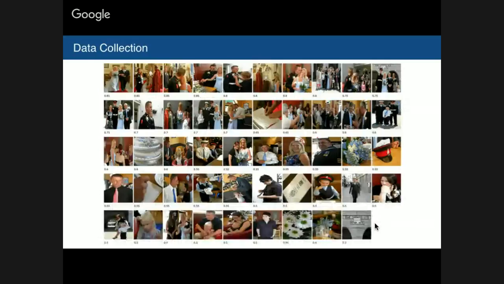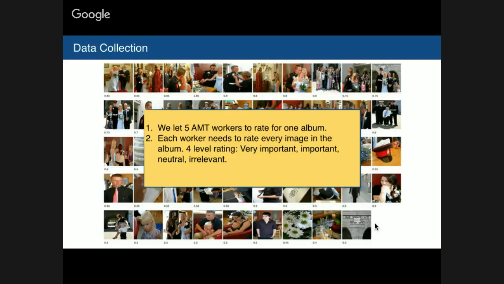And this is an example of our result of data collection. This is a wedding album, and what we did is we let 5 AMT workers rate this album. Each worker needs to rate every image in this album on a 4 level rating, which are very important, important, neutral, or irrelevant. After we got the 5 workers' ratings, we average the scores, and this is our final ground truth that we use for training and test.